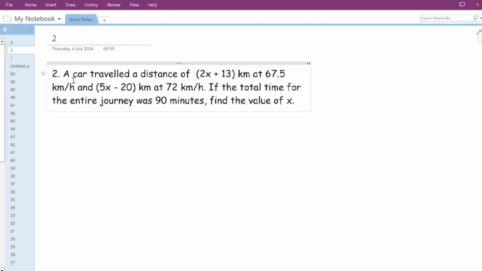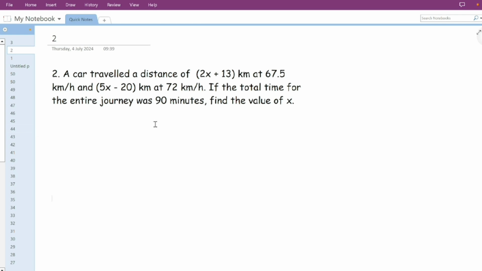Question 2 says a car travels a distance of 2x plus 13 kilometers at 67.5 kilometers per hour and 5x minus 20 kilometers at 72 kilometers per hour. If the total time for the entire journey is 90 minutes, find the value of x.